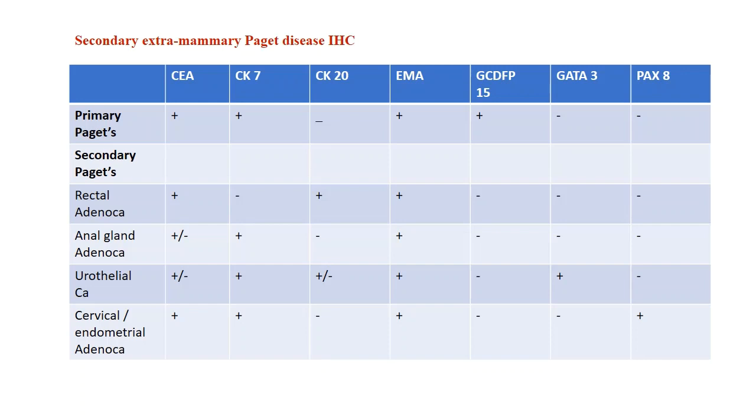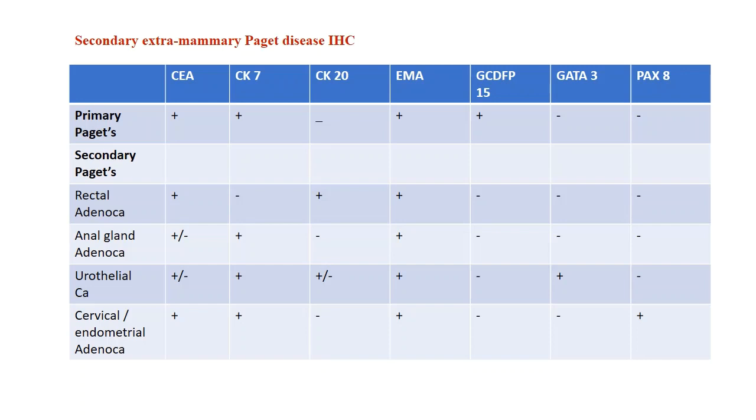So the secondary Paget's disease, if it is from extension of a rectal adenocarcinoma, will be CEA positive, CK7 negative, CK20 positive, EMA positive, GCDFP15 negative, GATA3 negative and PAX8 negative.